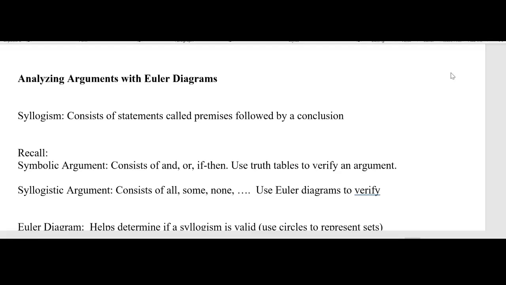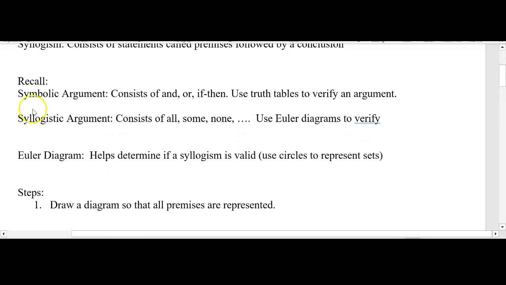Now, first, let me go through a definition of syllogism. It consists of statements called premises followed by a conclusion. Now, you might be thinking, okay, well, that's what we did last time, but let's keep going on this. I want you to recall what a symbolic argument is. That's what we've been working with for the last couple of videos.